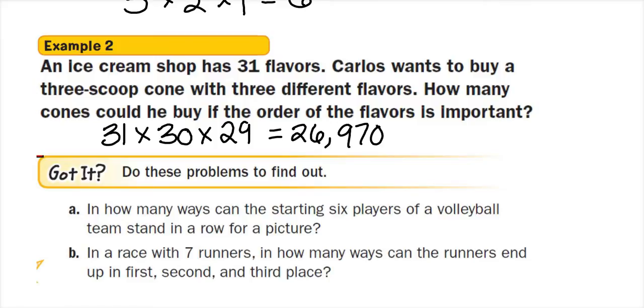All right, let's try the 2 guided questions. So go ahead and pause it right here and try those down there by yourself. And come back to me just as soon as you're ready. And let's take a look.